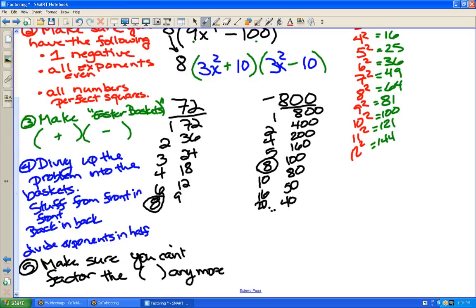Okay, so basically you have to double check your parentheses and make sure there's still not a difference in squares. So if I look at the first one, I have a plus sign. Automatically doesn't meet my criteria from step 2, so I don't have a negative. Looking at my negative one, I have to double check it. Are all my exponents even? Yes. Are my numbers perfect squares? No, they're not the green numbers from the list. So this is my answer.